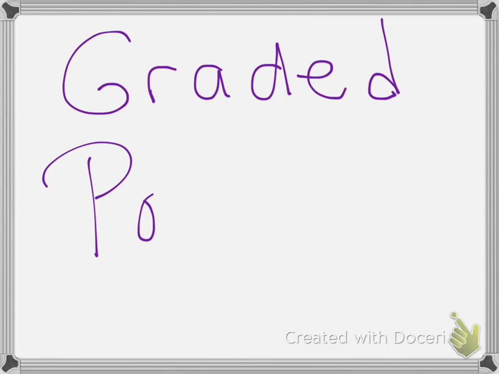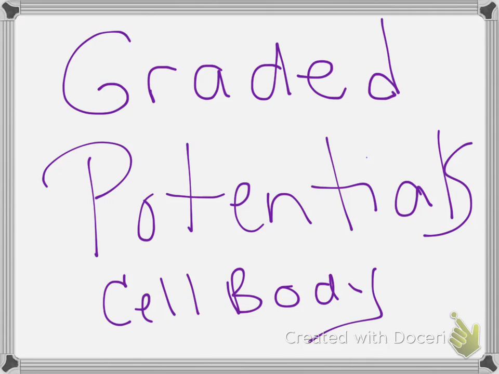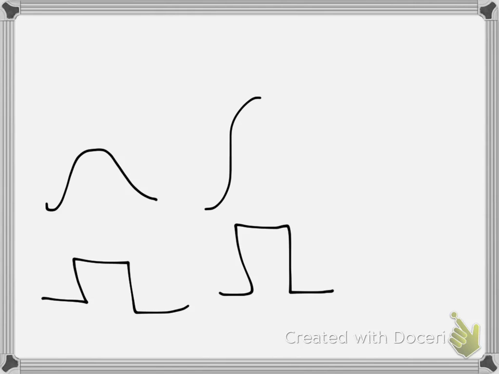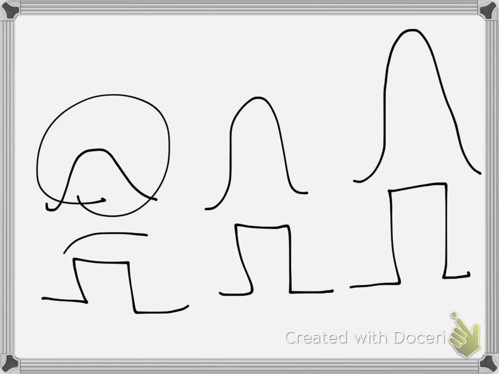I now want to discuss a type of deviation from the resting membrane potential known as graded potentials. These are the potentials that occur in the cell body and the dendrites in response to a stimulation from another cell, or in the case of sensory receptors, from an external stimulus. Graded potentials are called graded because if there is a small stimulus, there will be a small response. If there's a larger stimulus, there will be a larger response, and if there is a very large stimulus, there will be a very large response. So the response is graded to the stimulus.